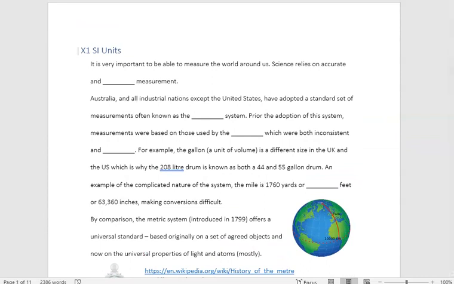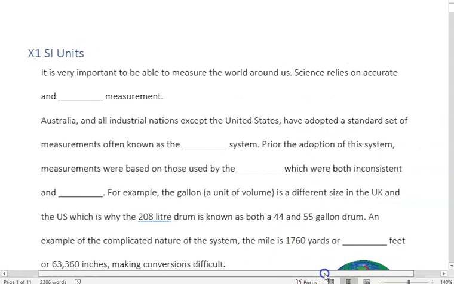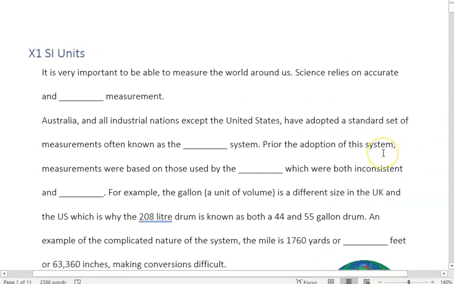So it is very important to measure the world around us. Science relies on accurate and consistent measurement. Australia and all industrial nations except for the United States have adopted a standard set of measurements, often known as the what system? Starts with an M. Metric system. Prior to the adoption of this system, measurements were based on those used by the Romans. That's right. Which were both inconsistent and complicated.